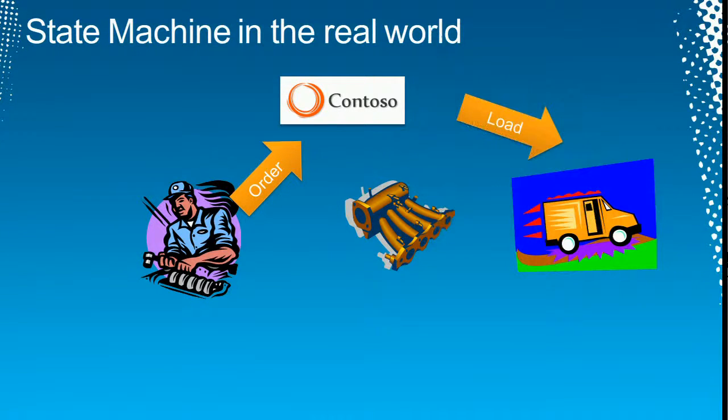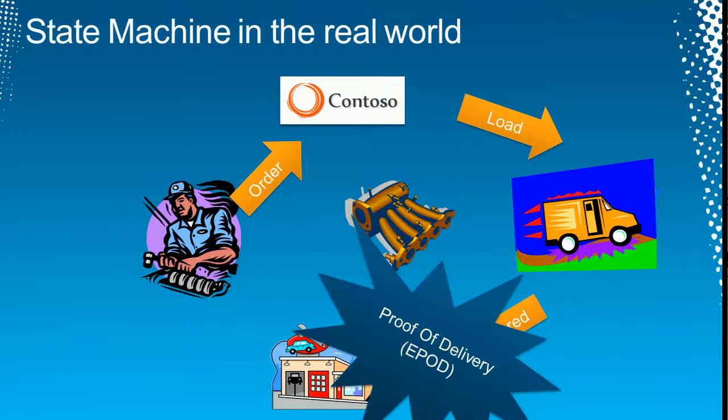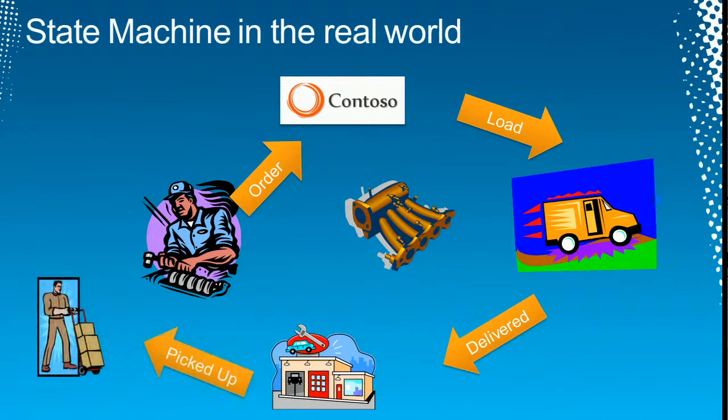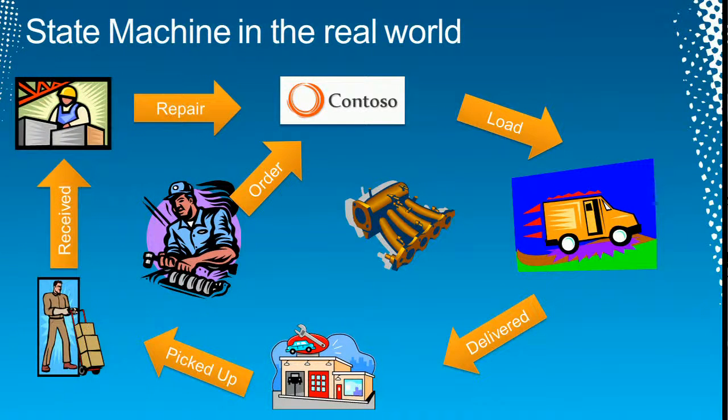And then the next thing that happens is the truck gets to the shop. They hand it to some guy who signs for it, and when they sign for it, they get proof of delivery, right? And so the state machine is kind of tracking this whole process. And then later, they need to pick up the old part, so they get proof of collection. And then they hand it to somebody in the shop who refurbishes it and repairs it and returns it into inventory. So you can imagine that I just described the perfect scenario where everything works according to plan, right?